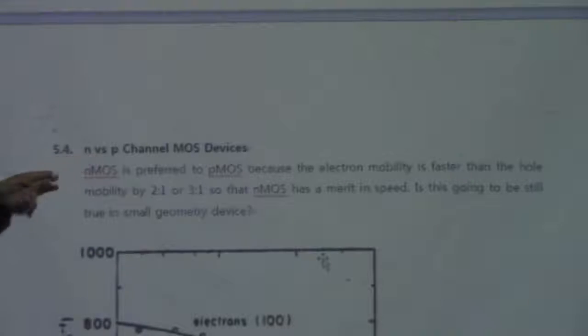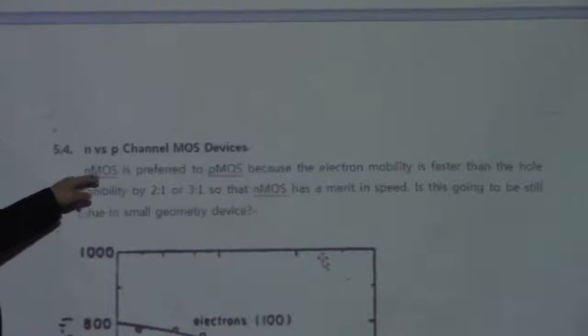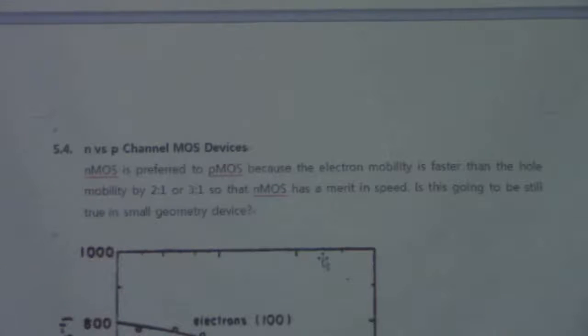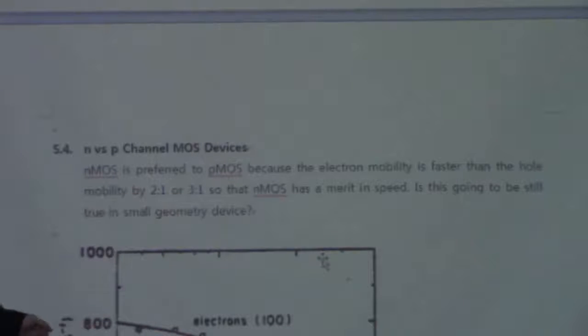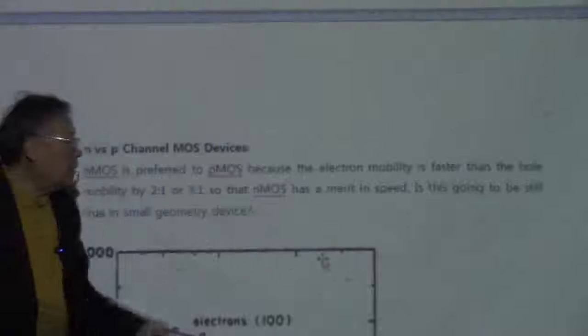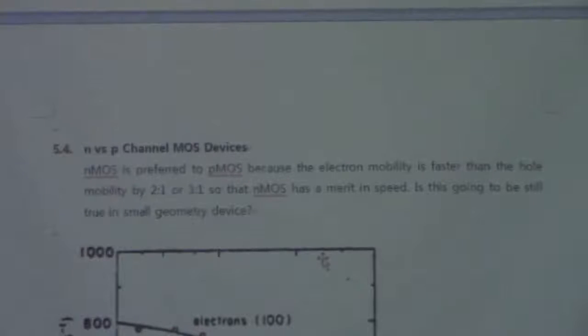And the next section is NMOS or PMOS. Most of the current DRAMs are made with NMOS, because, as you know, electrons have a higher mobility than holes, 2-to-1 and even 3-to-1. So NMOS has a merit in speed. So most of the DRAMs recently are made out of NMOS.